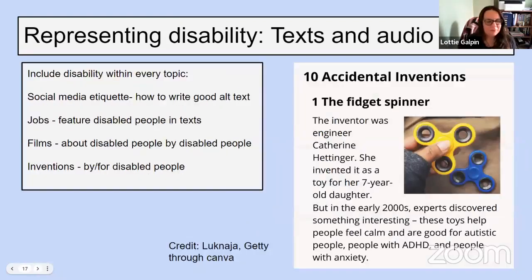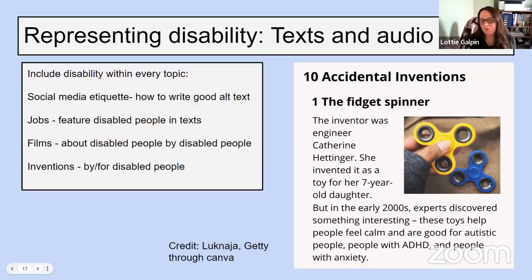So let's move on. I want to think now about how we avoid that tokenism by including disability across a course or across the topics that you're teaching as a teacher. If we just stick disability in social problems or sport modules, then it's going to A, problematize it, or B, just make it super tokenistic. So I think you can include representations of disability within every single topic.